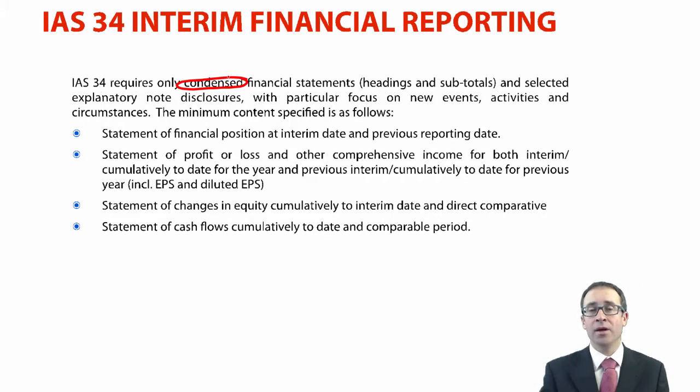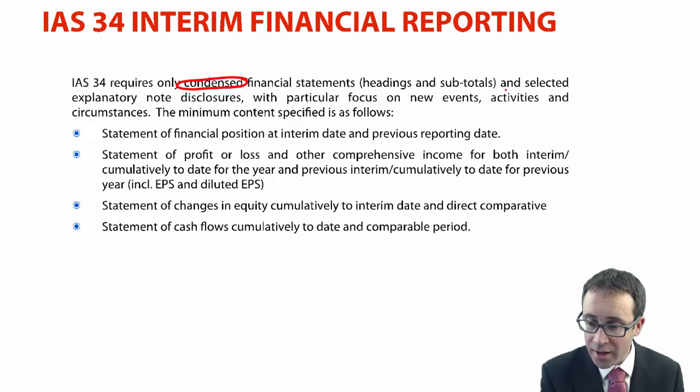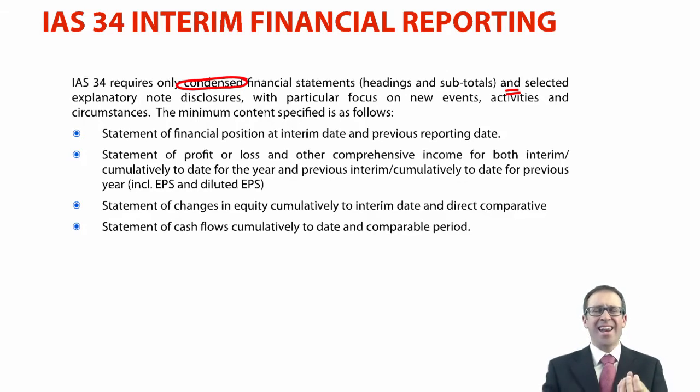It mentions there that essentially we just need the headings, we just need the subtotals, and what we need there is essentially any helpful information. So has there been anything significant that's happened between the year end and the interim reporting date? And if that's the case, then we need some explanatory disclosure notes to support what has happened.